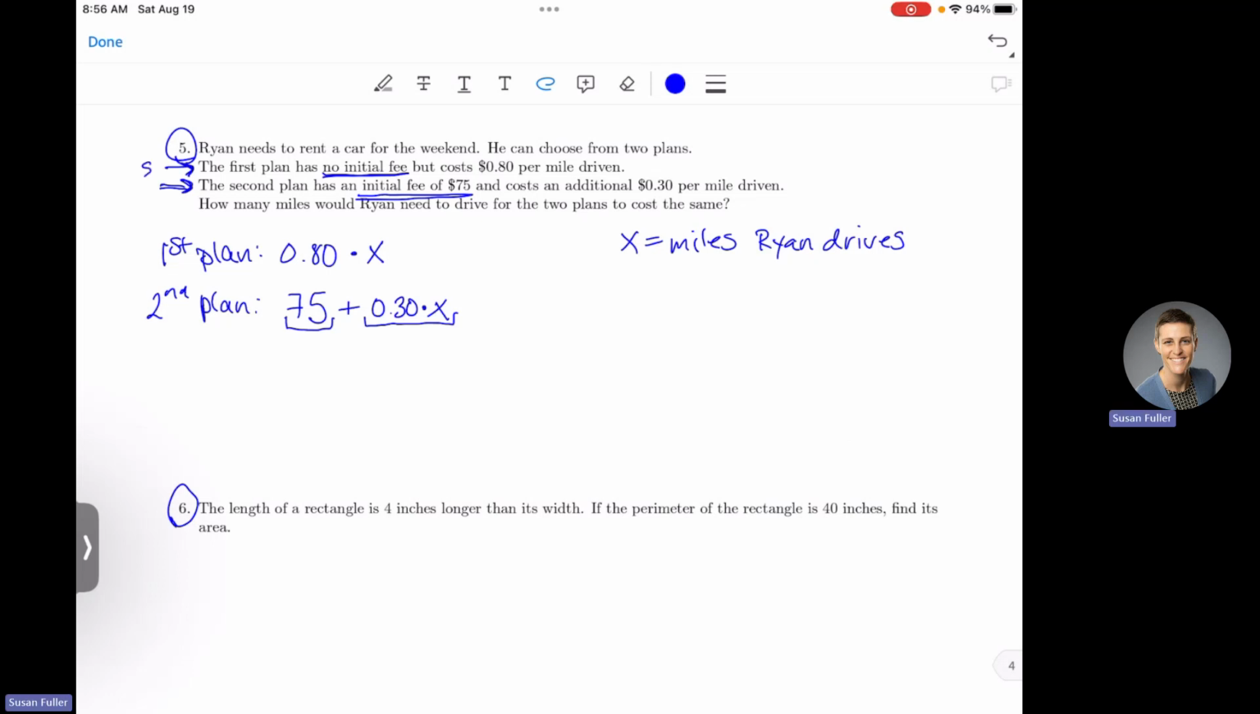All right, so we've mathed these two parts. And then how many miles would Ryan need to drive for the two plans to cost the same? So in order to come up with my equation for this and answer the question, I need to figure out when the first plan is equal to the cost of the second plan. I want to know where these two are equal, so I'm going to set these equal to each other. So my equation to solve here is 0.8 times x is equal to 75 plus 0.3x.